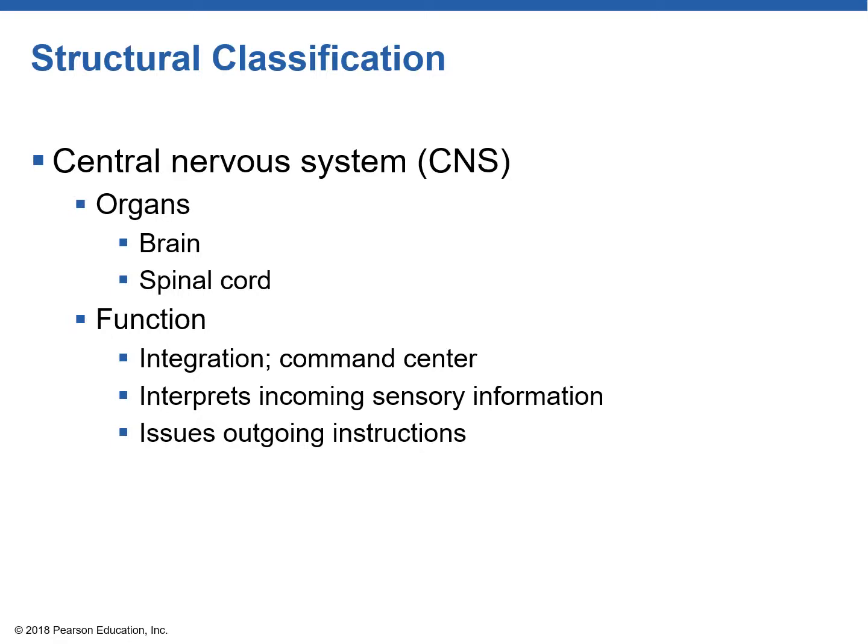Let's look at the structural classification in a little bit more detail here. We have our central nervous system, generally just abbreviated CNS. The organs involved in the CNS are going to be your brain and your spinal cord, and the function is going to be for integration. It's the command center, essentially. It's going to be interpreting incoming sensory information, and then it's going to be issuing outgoing instructions. So again, these are the interneurons that are involved in the CNS.